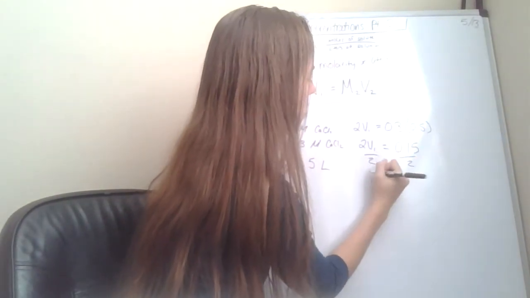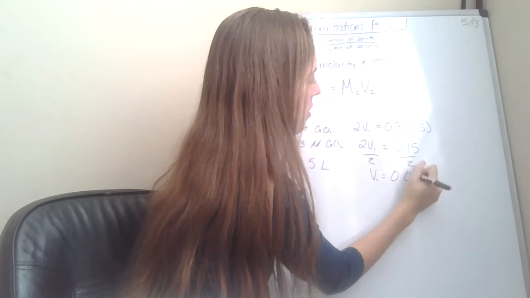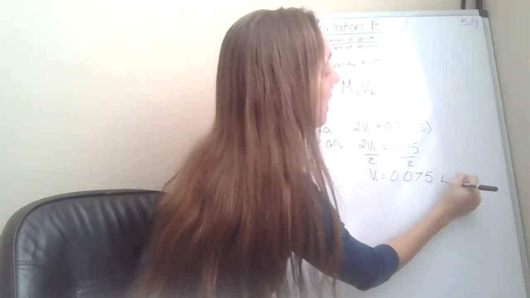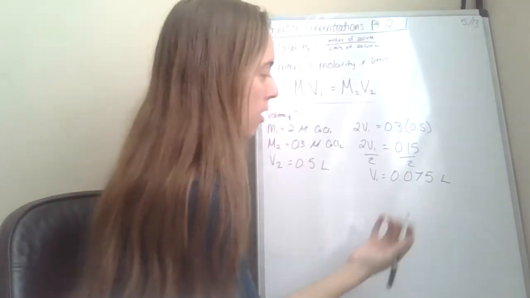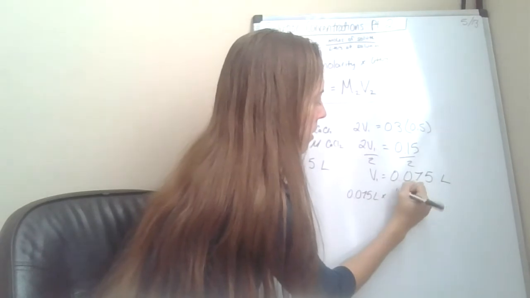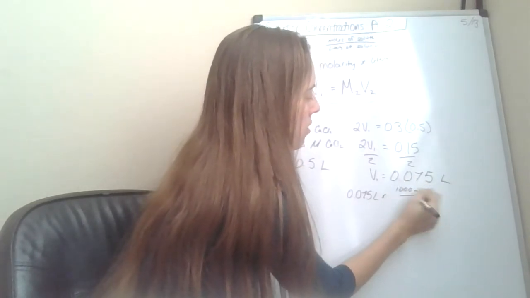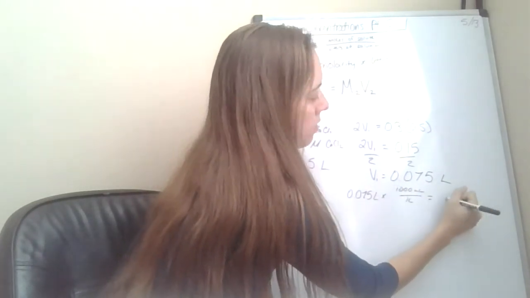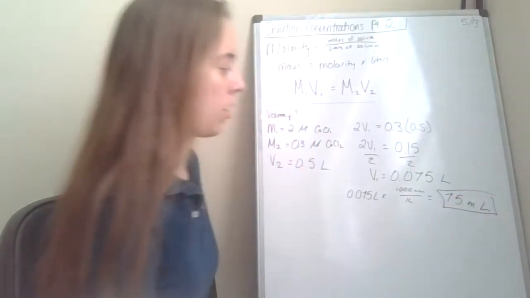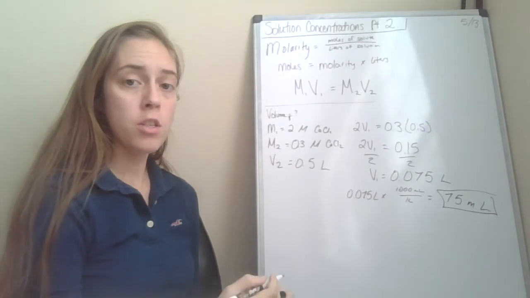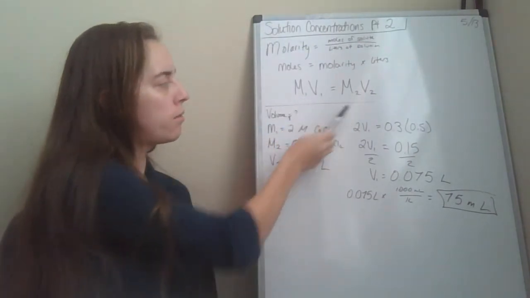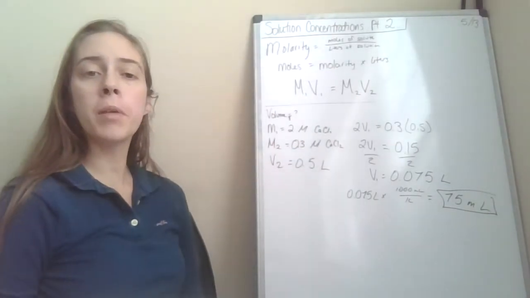Divided by 2, V1 equals 0.075 liters, because this was liters. So then we convert 0.075 liters times, we want milliliters, so 1,000 milliliters over 1 liter equals 75 milliliters. Okay, so that's all that is. So those are your first 3 problems in your GenoPod. So just use your M1, V1, M2, V2, and you will be good to go.